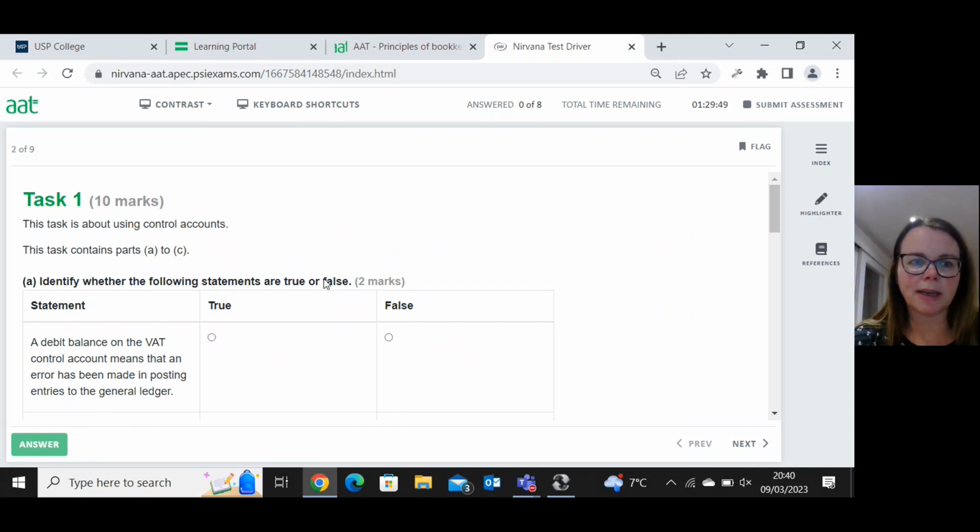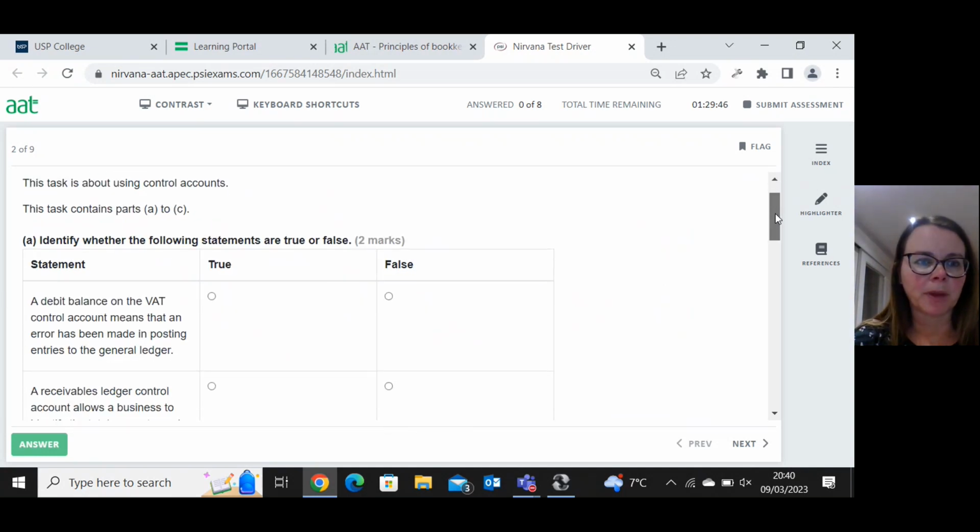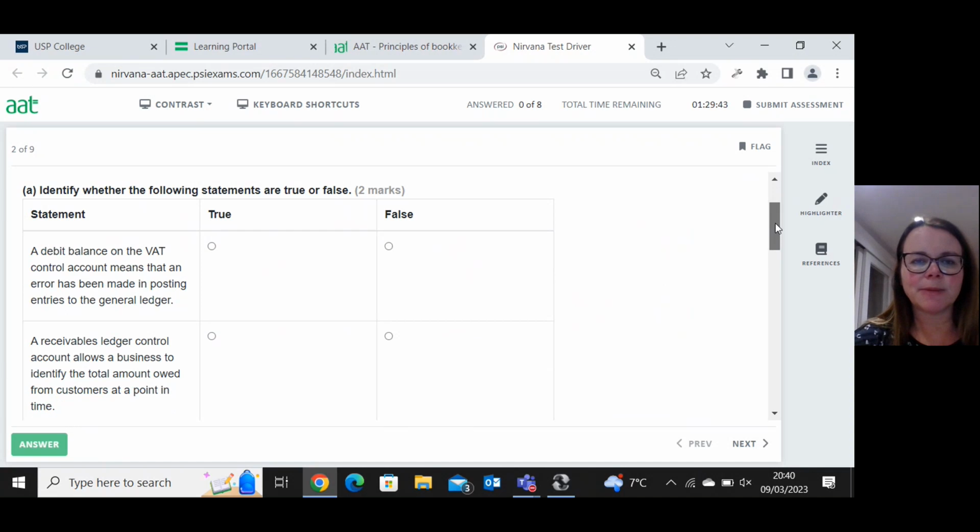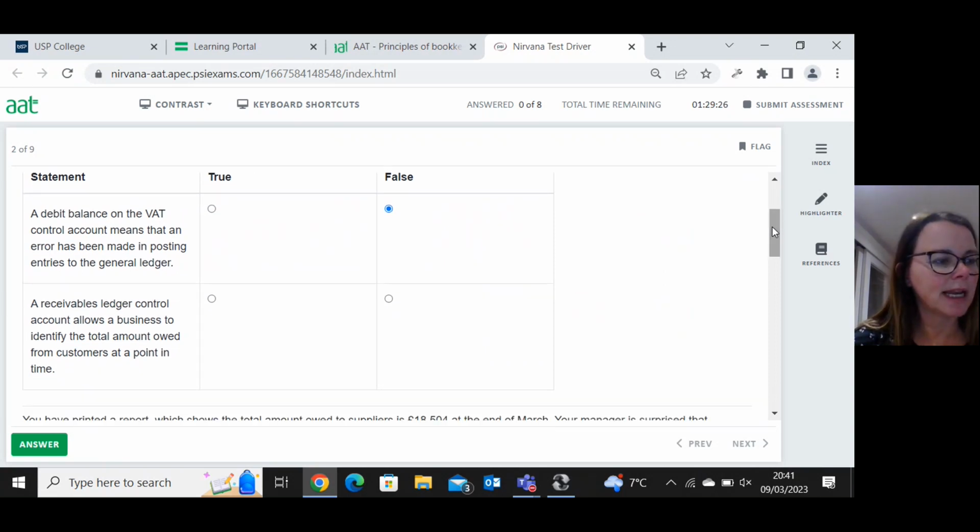Right, so task 1 about control accounts. Identify whether the following statements are true or false. A debit balance on the VAT control account means that an error has been made. No, it can have a debit balance. A receivables ledger control account allows a business to identify the total amount owed from customers at a point in time. Yes, the total amount is in the control account, so that will be true.